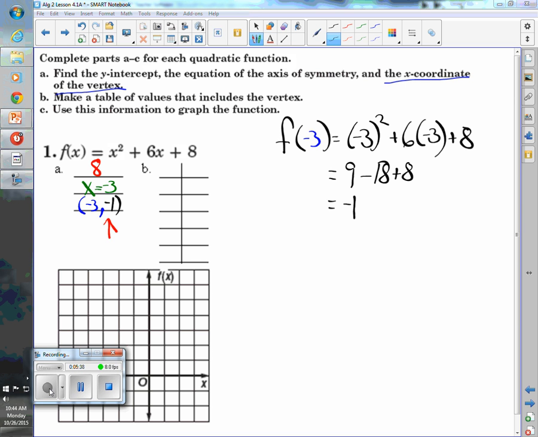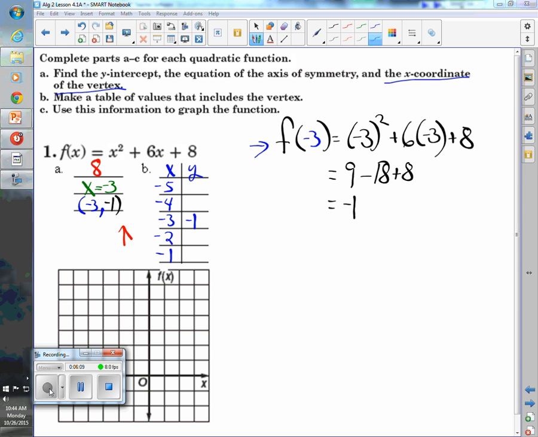Now I will move this over to the chart in the middle, so that I can get everything that I need to graph. Negative 3, negative 1. That's my x and my y numbers. Now I'm going to build around that negative 3. In other words, I'm going to go to negative 4, negative 5, negative 2, and negative 1, and do the same thing with those as I did to find this one right here.